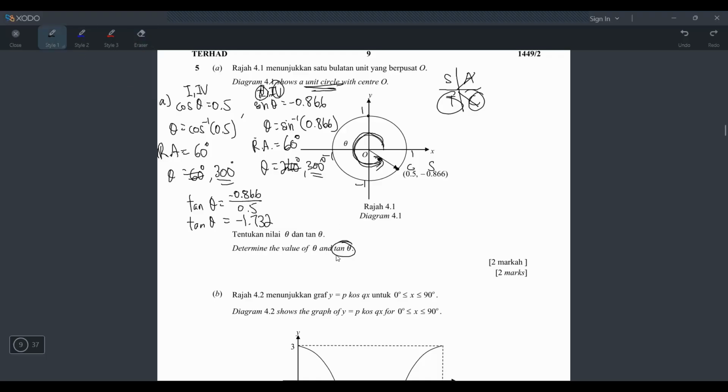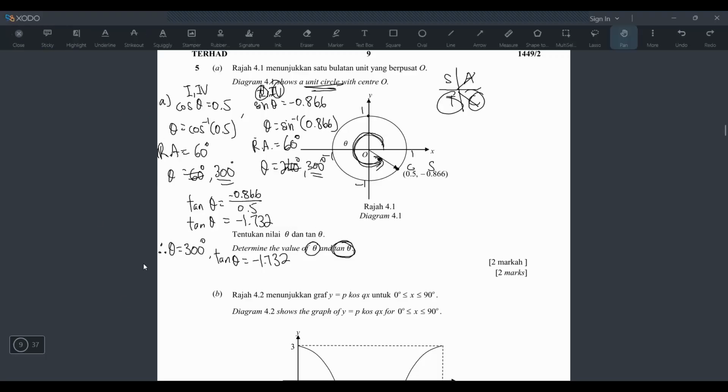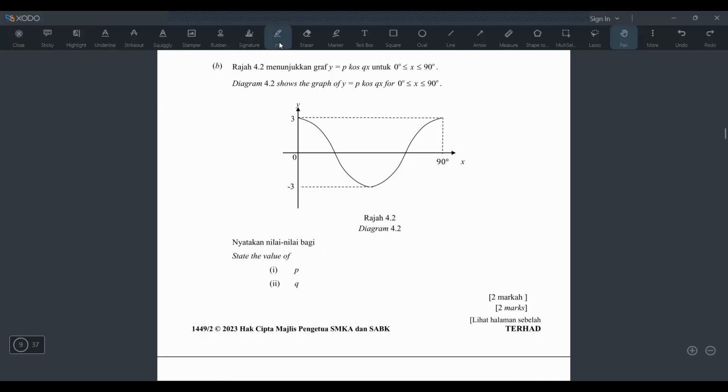Look carefully. They want you to find tangent theta, not theta. You already find theta just now. So this is your answer already. So what you do now is you just write dot dot dot, and then they want to find theta, you already find it 300, and then they ask you to find tangent, you also find it already. Just write like this, and then they should give you full mark here already. Okay, now let's move on to B question.